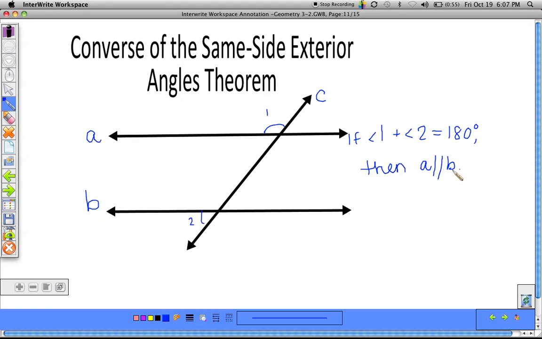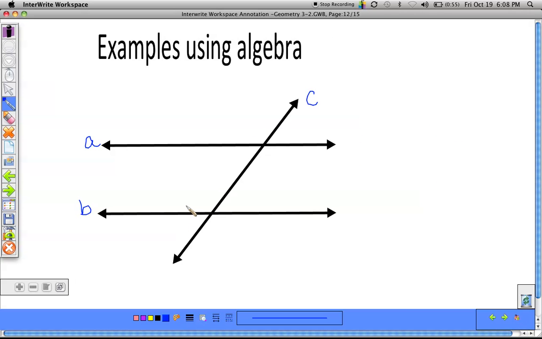So again, we're just looking at the same types of examples that we've been using already. We're looking at the same angle pairs. We're just applying different knowledge. We're given different information. We're proving different things. So let's try to put some algebra in with these and use these that way.